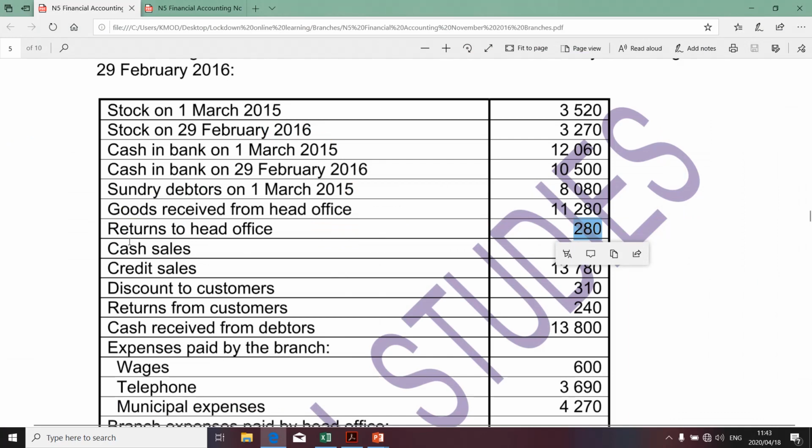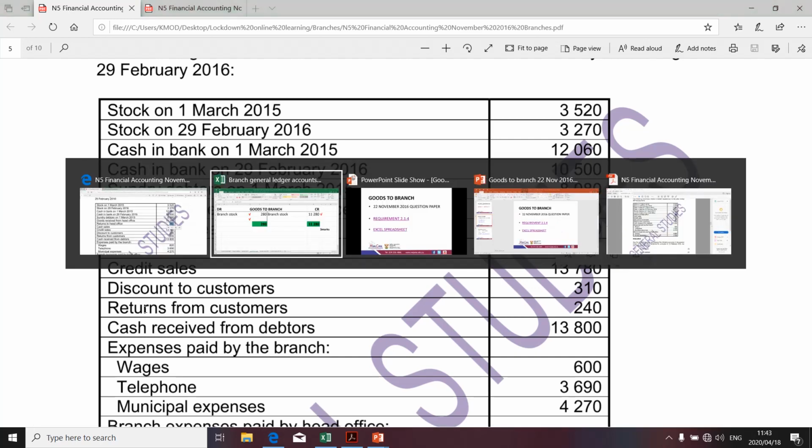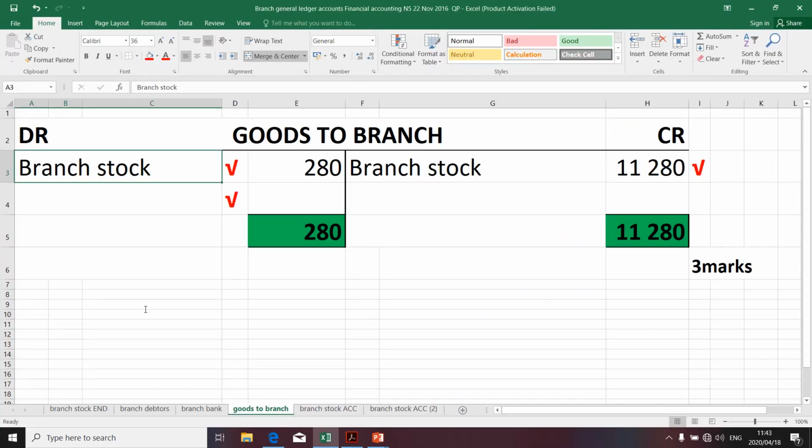I already looked at other transactions. None of the transactions affect the goods to branch. Those were the only transactions. So this was one of the simple accounts you can be required to complete. As I've mentioned earlier on, it doesn't balance. See, the debit side is not equal to the credit side. So we need to balance the two. Let's quickly do the balancing.